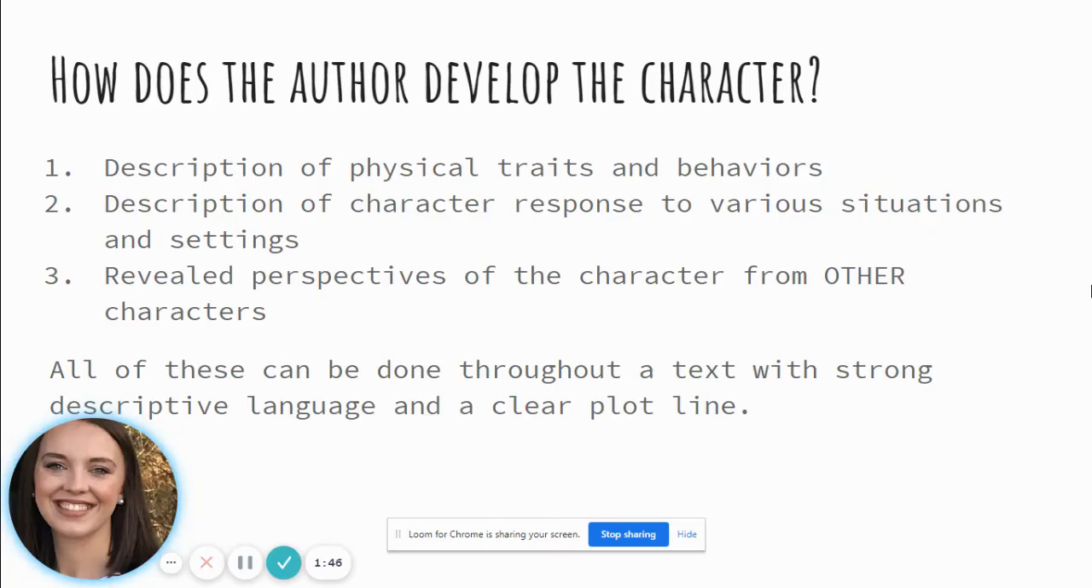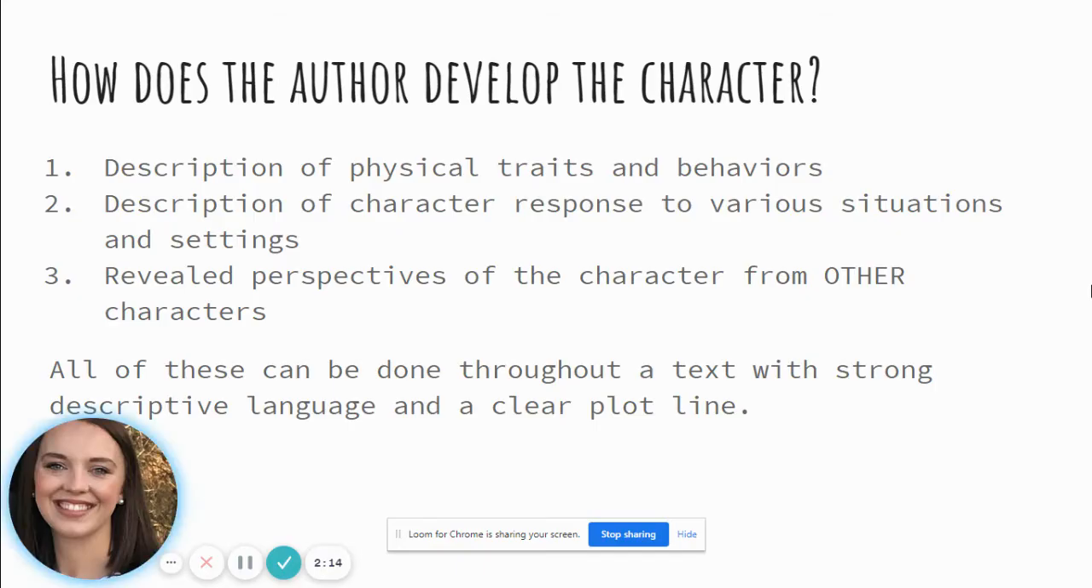And then finally, reveal perspectives of the character from other characters. I'm sure maybe you have read a book in which different chapters are told from the perspective of different characters. Sometimes each character can have a different view of the main character, and so we can learn from each of those. All of these are done throughout a text with strong descriptive language and a clear plot line.